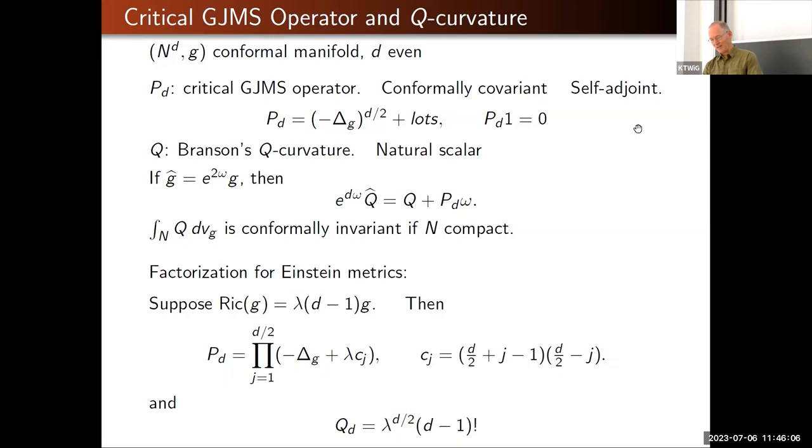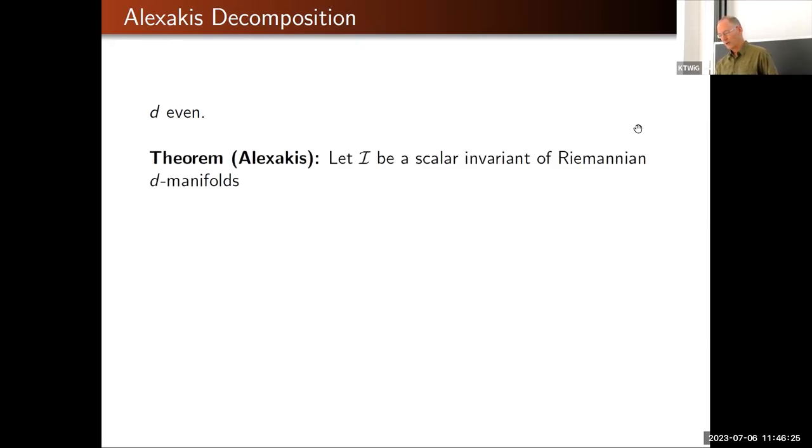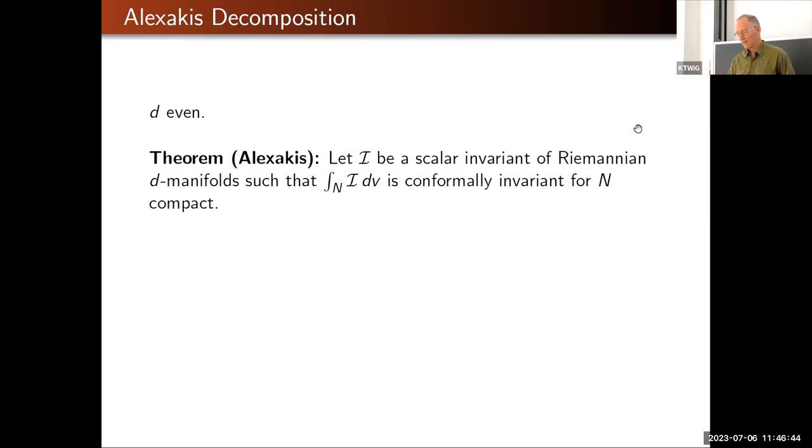So that's the second ingredient. The third ingredient is Alexakis' decomposition, which you don't need to know anything about, other than the fact that it's a hard theorem and it's true, but it's easy to understand the statement. So again, suppose we're working in an even dimensional Riemannian geometry. The theorem is, suppose you have a scalar invariant of Riemannian manifolds of some even dimension. By scalar invariant, I just mean some formula involving derivatives of the curvature tensor. It's a scalar thing constructed out of curvature and its derivatives. And suppose it has the property that if you integrate it over any compact manifold, you get a conformal invariant. So it doesn't have to be pointwise invariant, but its integral is.